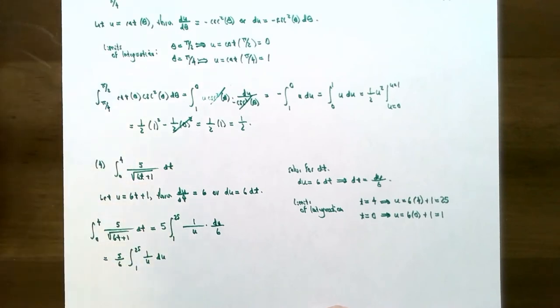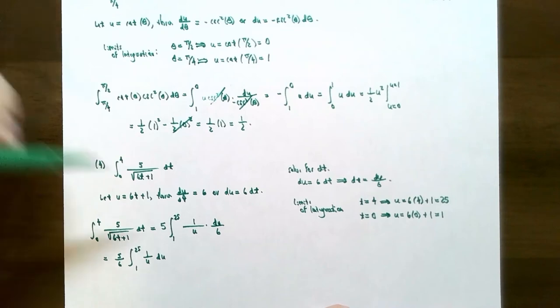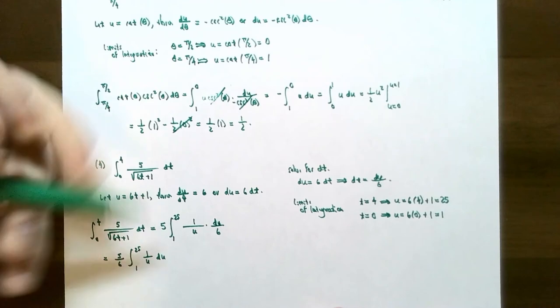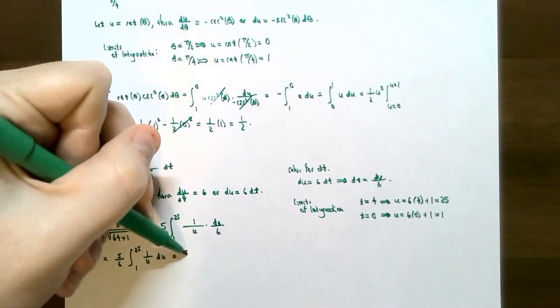So we've used the reverse power rule the last couple of problems, but we cannot use it here. Remember that for 1 divided by u, the antiderivative is natural log. So this is 5/6.